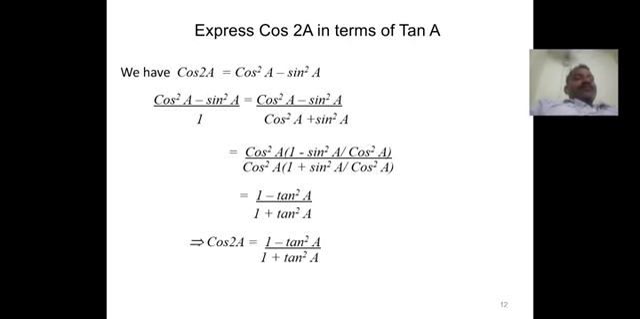So this is one of the formulas. Therefore, in total we have four principles for cos 2a. Number 1, cos square a minus sin square a. 2 is 2 cos square a minus 1. 3 is 1 minus 2 sin square a. Fourth one is 1 minus tan square a by 1 plus tan square a. These are the four principles for cos 2a.